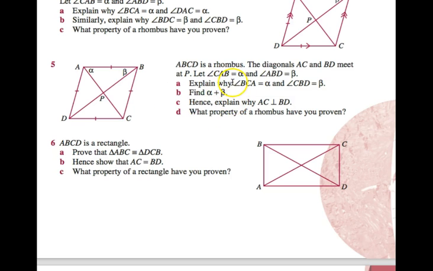Same with question 5, there is no congruency proof, but they're saying that ABCD is a rhombus, and they're saying that AC and BD meet at P. They're telling you that this angle is alpha and this one's beta. And they're asking you why angle BCA is also alpha. So look, with this rhombus, you can see the 4 equal markings. So that's the only thing that you can assume. You're not assuming parallel lines or anything here. You're just assuming that AB equals BC equals CD equals AD.